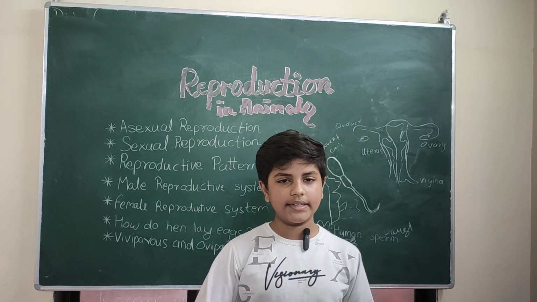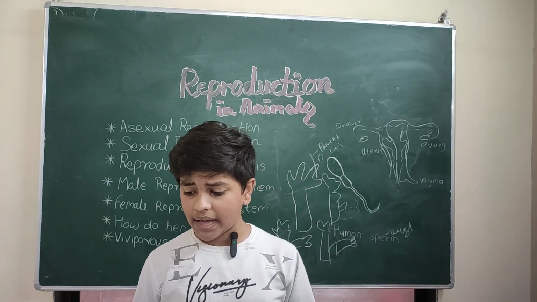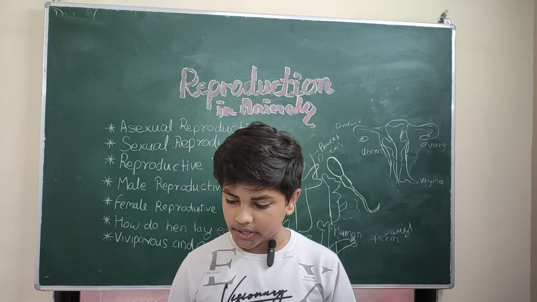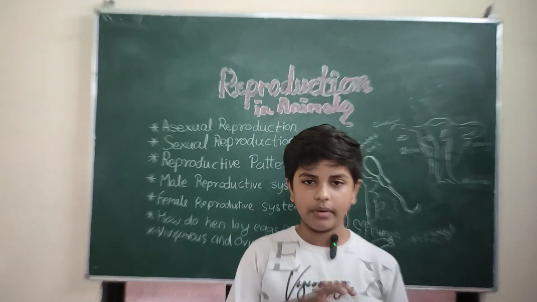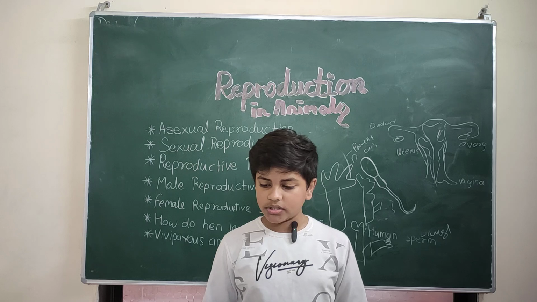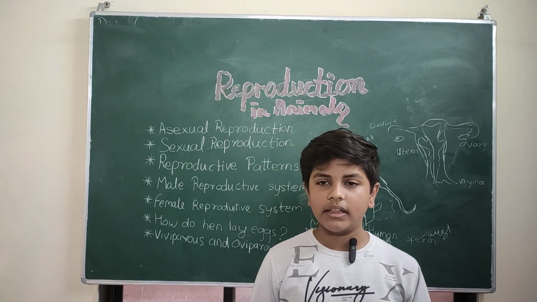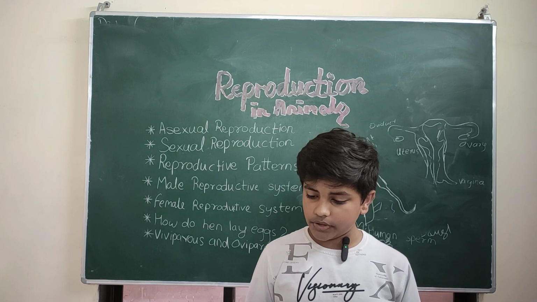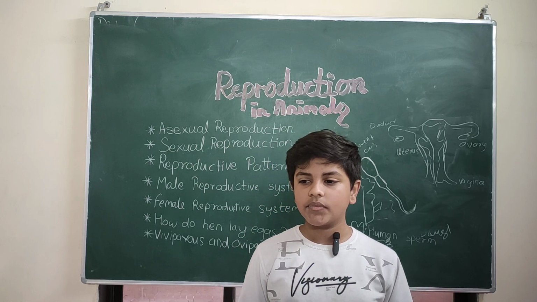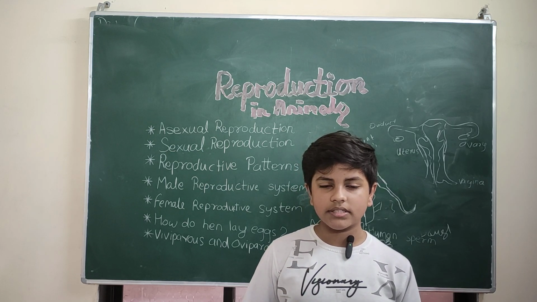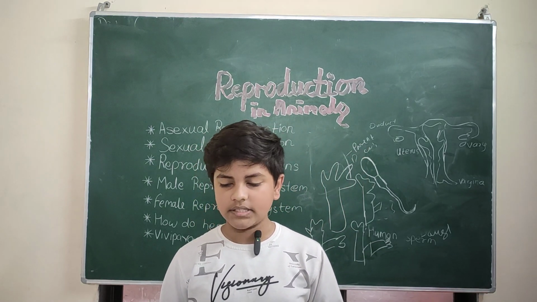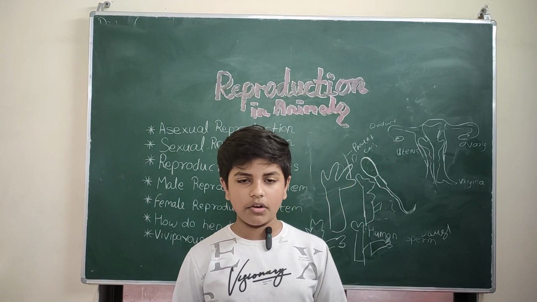Then internal fertilization and external development. For example, hen. The male sperms are passed from the male to the female body. The fertilization takes place in the female body, and the zygote is formed in the female body. After that, the female eats food and gives strength to that zygote. After that, the egg is laid, and the development takes place externally.